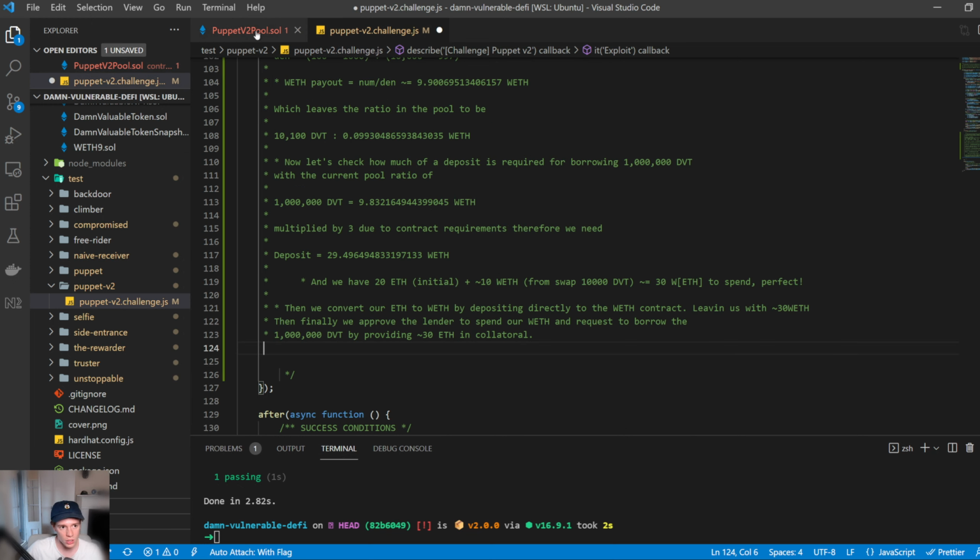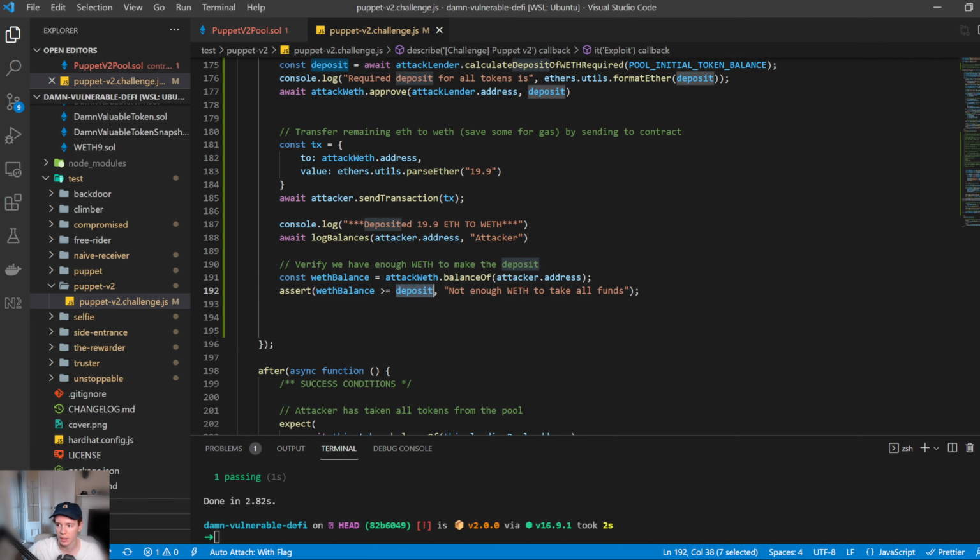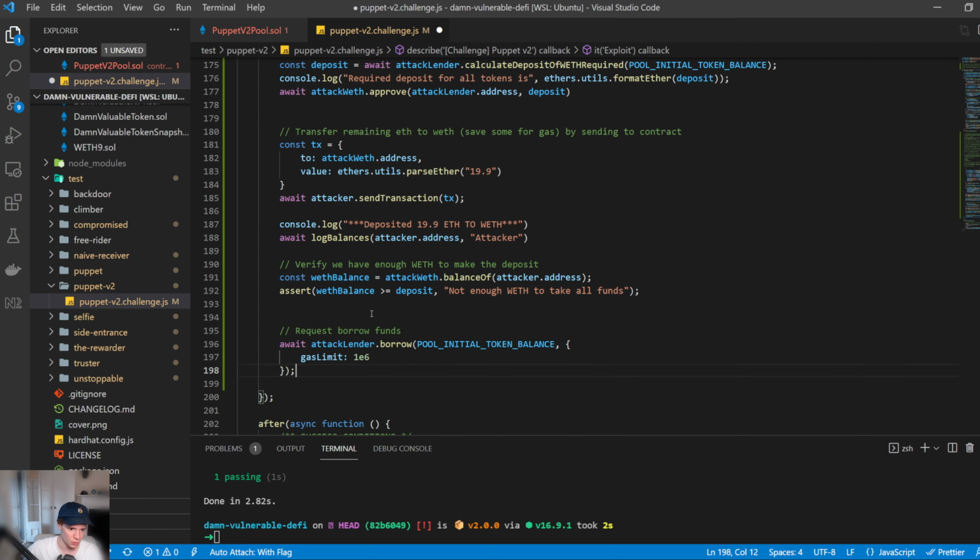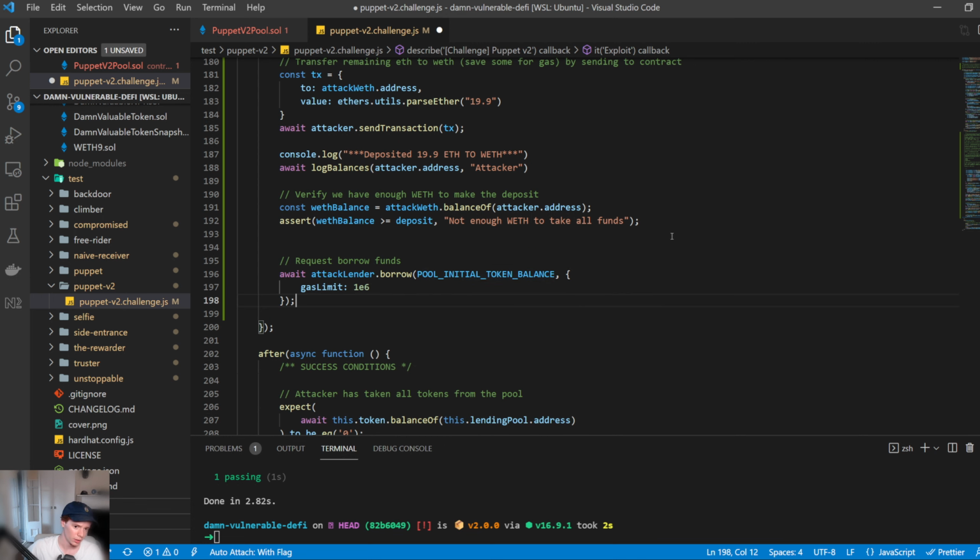So the next step is to verify that we have enough WETH to make the deposit. So we go ahead and verify that our WETH balance is greater than the deposit required that we calculated from up here. The next thing that we need to do is request to borrow the funds. So because we have enough WETH, it's greater than the deposit, we can go ahead and borrow that amount. So we go to the lender, we ask, hey, can you borrow the pool initial token balance? And again, I had some gas limit issues, so I just increased the gas limit here. And then afterwards, that's it.